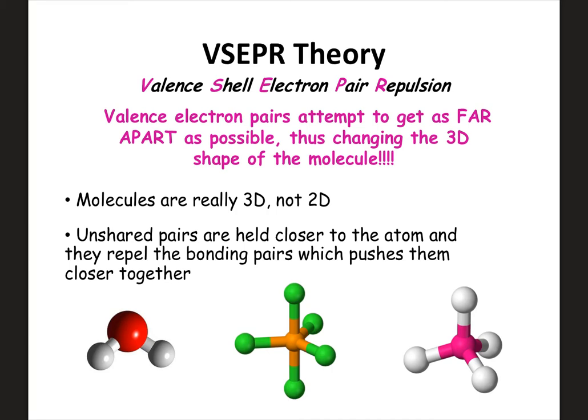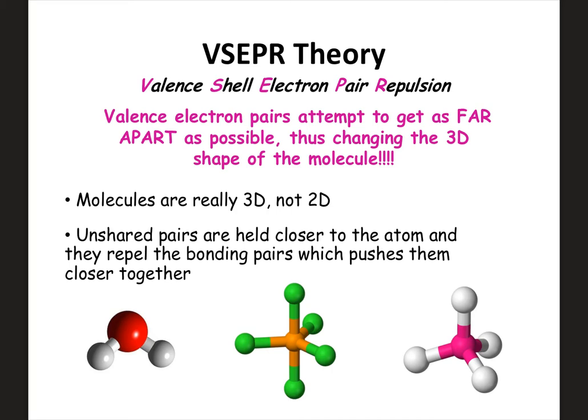So the valence electrons are trying to get as far apart as possible, and sometimes this leads to some 3D shapes. A lot of molecules here are not two-dimensional, which basically means they're not flat. They're actually 3D. Sometimes in these molecules, when you have unshared pairs of electrons, and we'll talk about what that means in a second, these unshared pairs of electrons are held closer by your center atom, and this causes the bonding pairs to repel from each other, and this creates these different shapes.